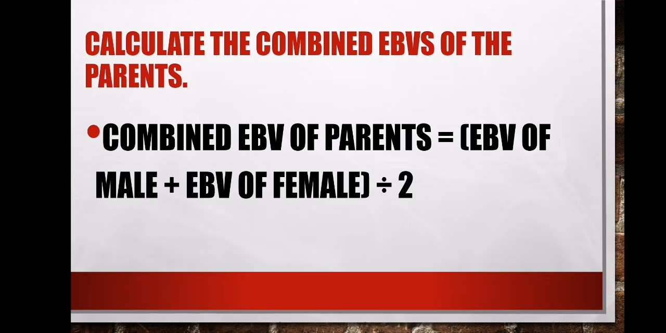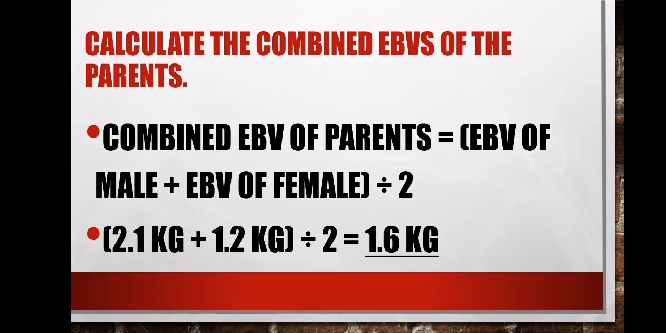I don't know if I'm confusing you. Then you will say combined EBV of parents. You will say EBV of male plus EBV of female. You get your answer. Then you divide all of them by 2. So you will say the EBV of the male, which is 2.1, the EBV of the female, which is 1.2. You get your answer, which will be 3.3. And then you say divide by 2. Then you get your 1.6. That is the EBV of the parents combined, good people.